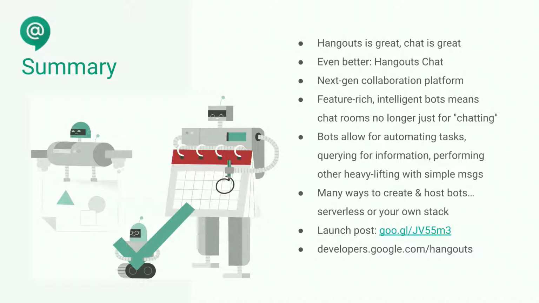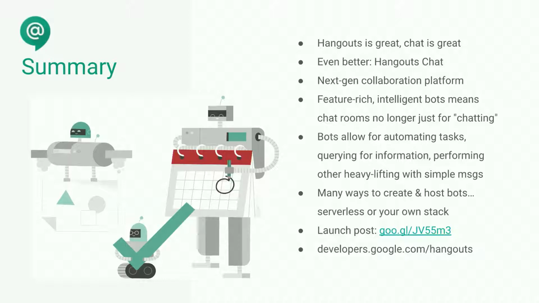And so anyway, the bottom line I wanted to say is Hangouts is great, and Chat is great. But Hangouts Chat is even better because it combines the two. It's the next generation team collaboration messaging platform. This is a marketing bullet. But the main idea is that it has a developer platform, so you can write bot integrations. And what that means is that if you have these intelligent bots that can do lots of different things, chat rooms are no longer just for chatting. You can actually automate things. You can query for information, and you can perform other laborious tasks that you used to have to do manually, but you don't have to anymore.